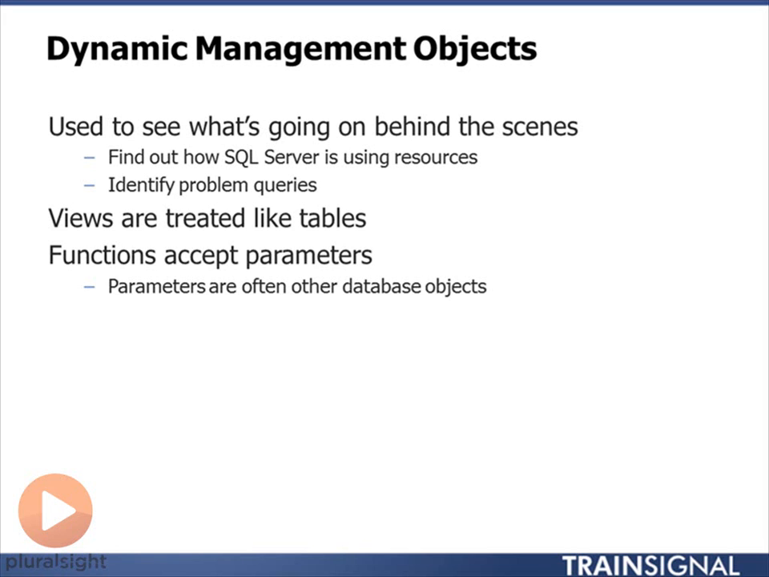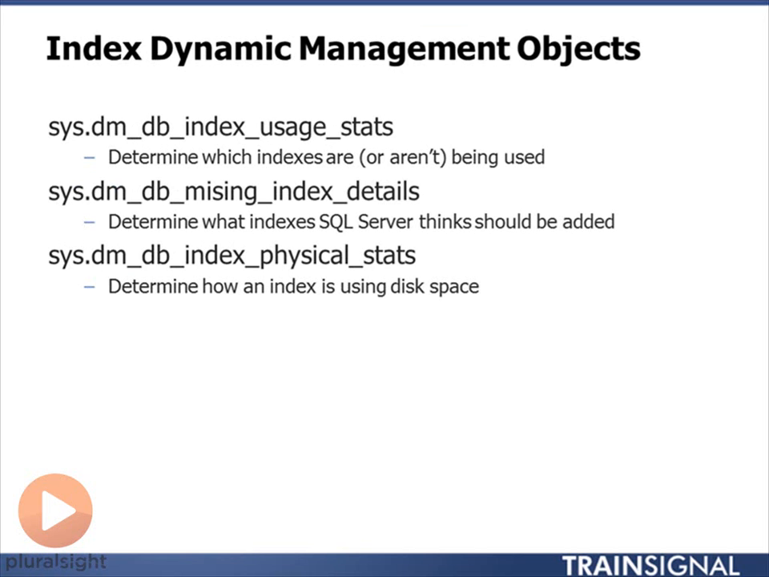Our dynamic management objects come in two different varieties: views and functions. Where views are going to be treated like tables, functions will accept parameters, where typically I'll have a database object ID that I'll pass into that function. Now there's a whole host of dynamic management objects, and I've called out a couple on the next couple of slides. The first of which are a few different index dynamic management objects.